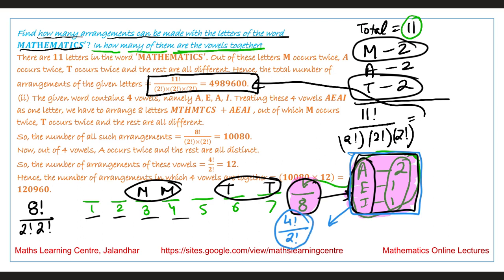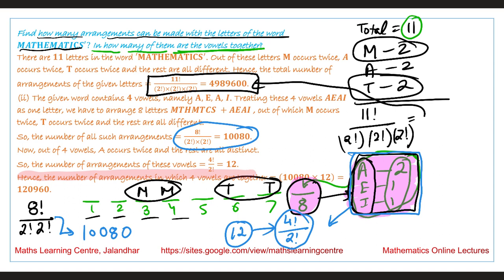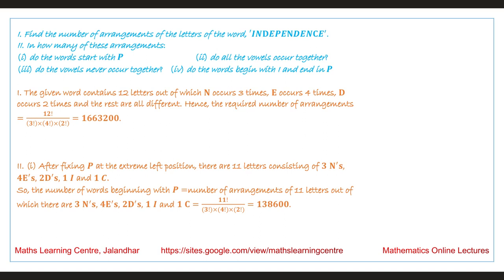So the final answer: for this term, the answer is 10080, and for this term the answer is 12. So the number of arrangements in which the 4 vowels are together is the product of these two terms, 10080 and 12, and the answer we obtain is 120,960.